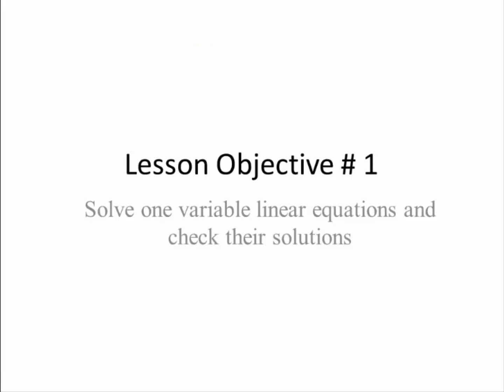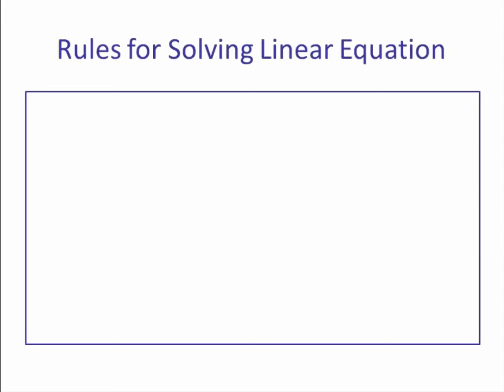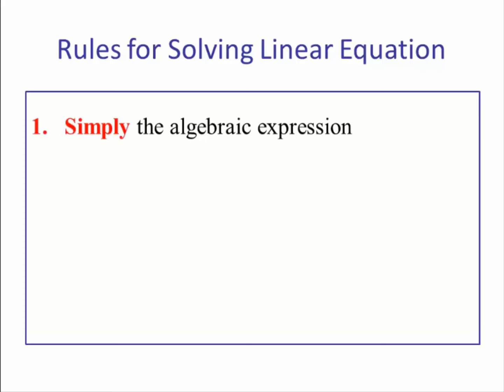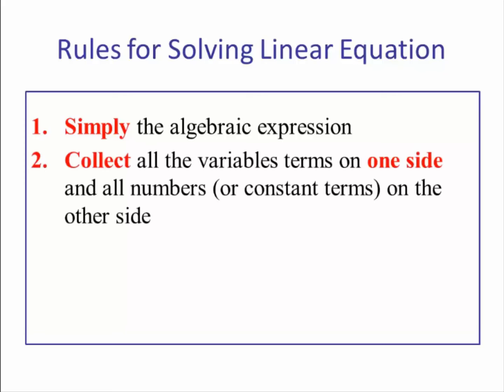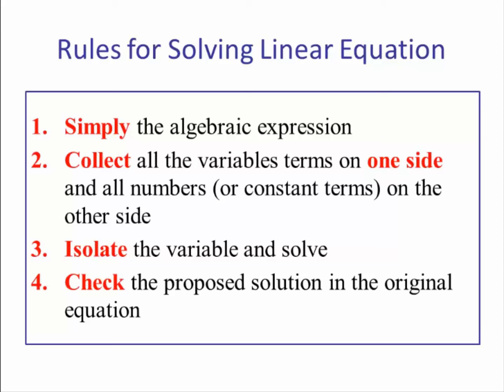Lesson objective number 1. These are the rules for solving a linear equation. Number 1, we want to simplify the algebraic expression. So if we have any like terms, we want to combine them. Number 2, we want to collect all the variable terms on one side of the equation. Number 3, isolate the variable and solve. Number 4, we check the proposed solution in the original equation and we want to see, does the left hand side equal the right hand side.